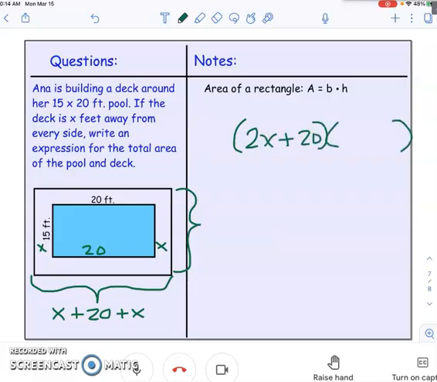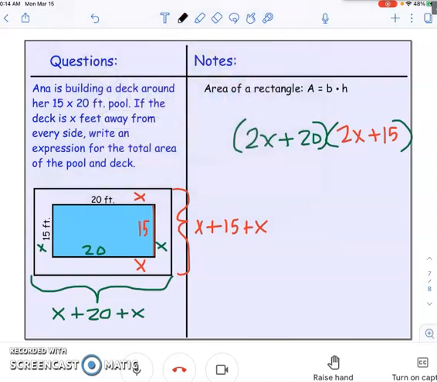Then the width, the same thing happens for the width. If I switch my color here, so for the width this way, we've got our X, then we've got this side, which is 15, and another X. So X plus 15 plus another X. So that's going to be 2X plus 15. So you have to remember that the deck is on each side. So it's not just 15 plus 1X. The deck is on both sides of the width and both sides of the length.